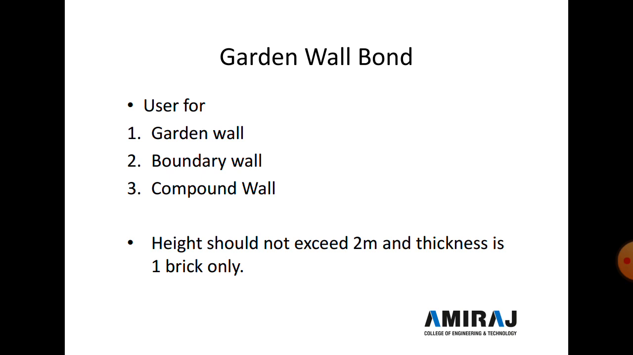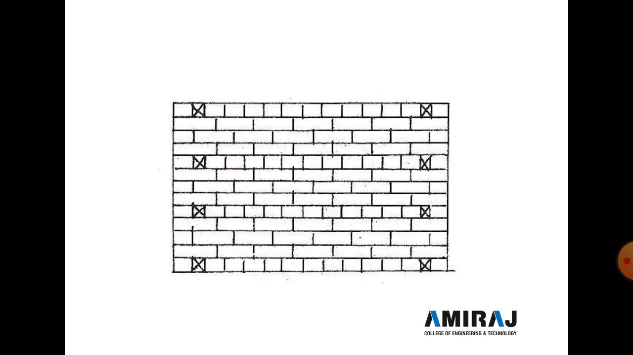Now see this figure. In this figure the garden wall bond looks like the English bond. When we put a layer of headers, after 3 to 4 layers of stretchers another header layer is provided. So here the garden wall bond is nearer to the English bond.